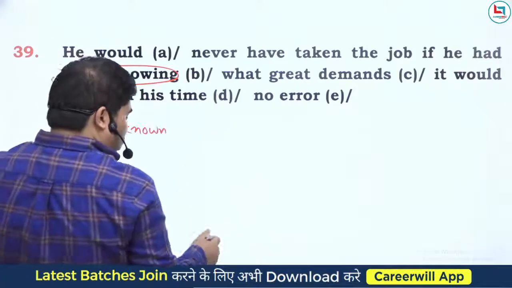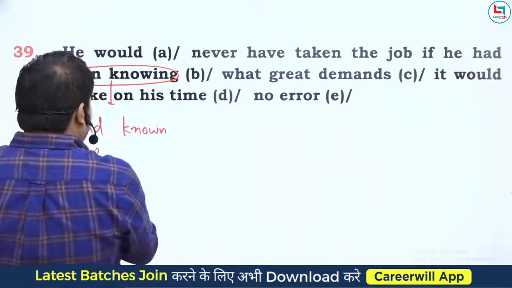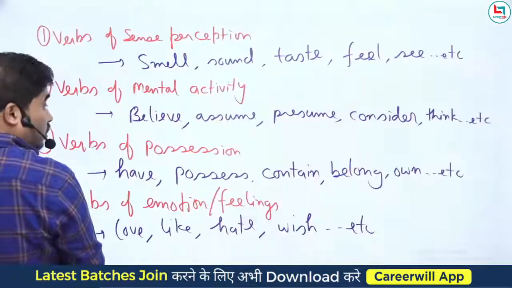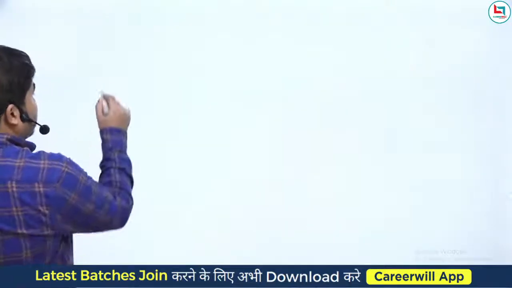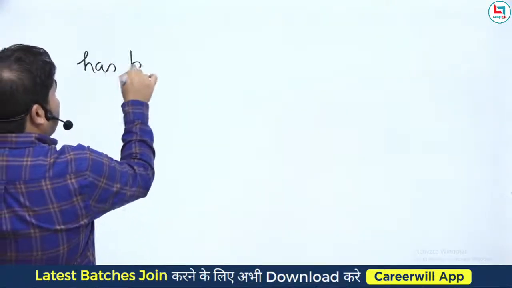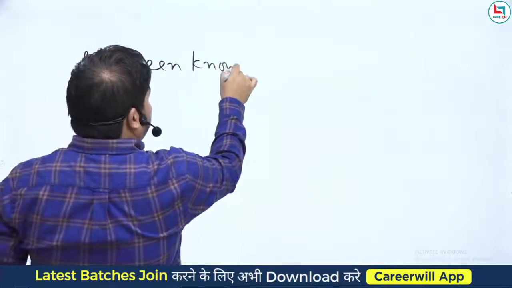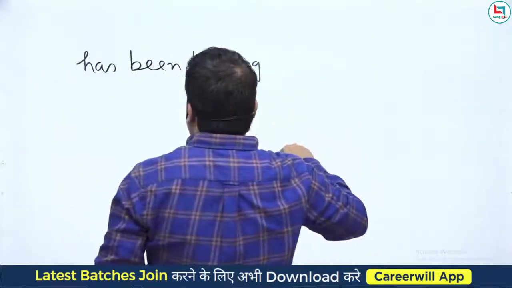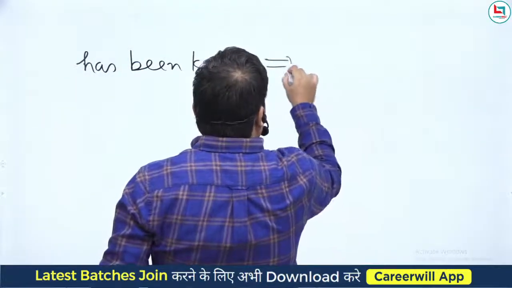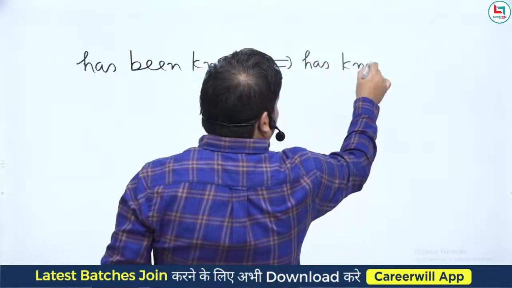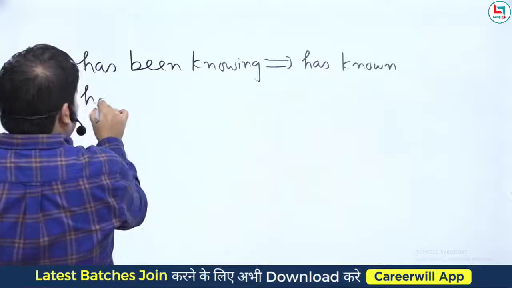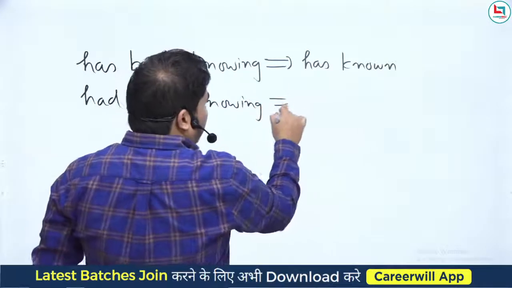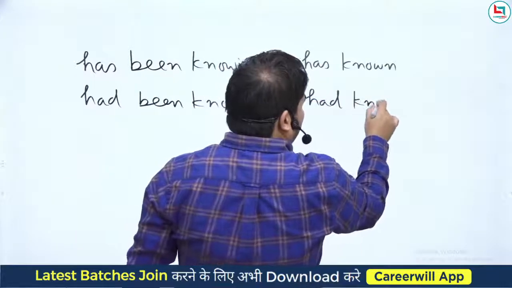Been knowing means what? If the sentence is like, let me write over here only. If it's like has been and then knowing, then this is again correct, because know will fall in the category of mental activity, and in general you will not be writing that in continuous. Then what should be the correct structure? Has known. Has known. In the same manner, if it is had been knowing, that should be written had known, right?